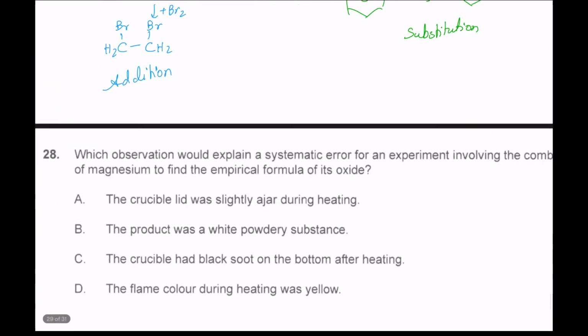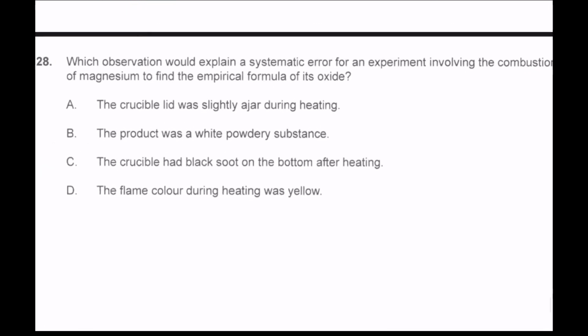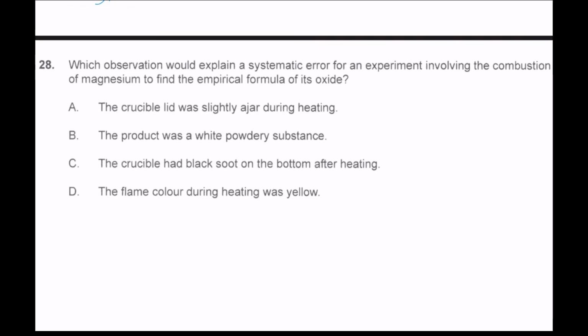Oh, sorry. The next one. Now this one is again a little bit of a weird question. Which observation would explain a systematic error for an experiment involving the combustion of magnesium to find the empirical formula of its oxide? Here, we measure everything based on the empty dish. So first, before starting the experiment, we measure the mass of the empty dish.